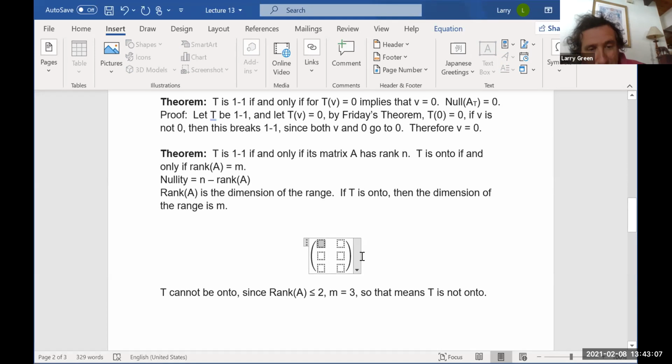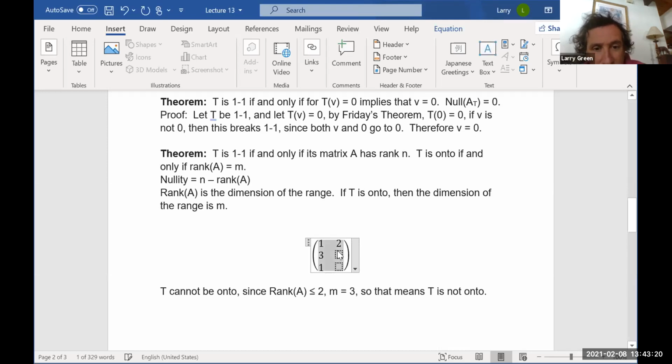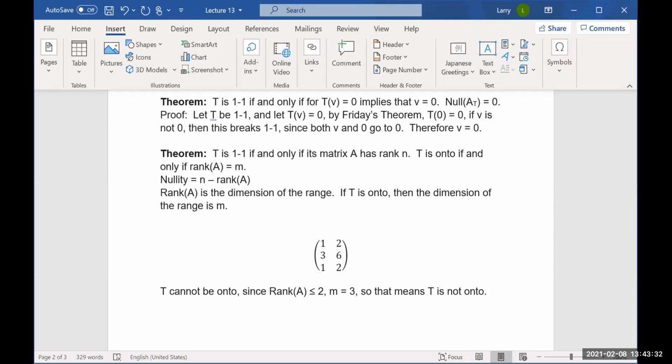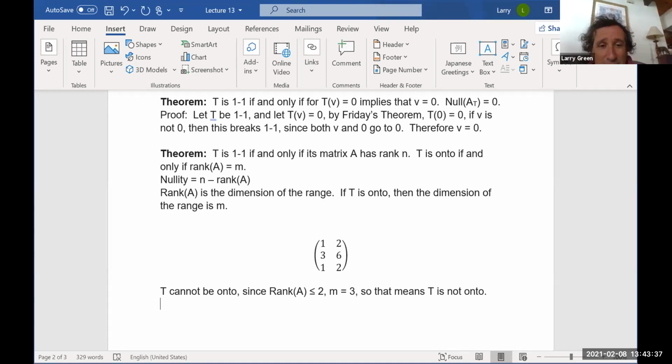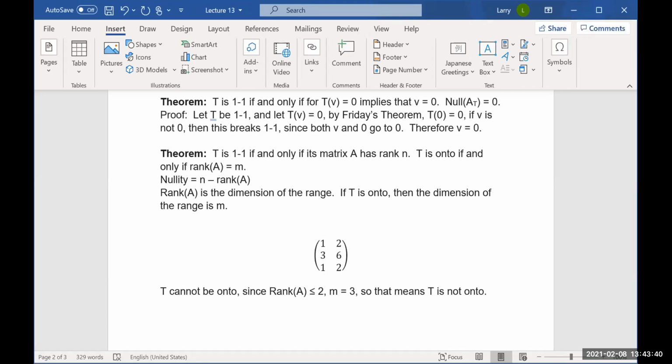Now I'll put in numbers. How about 1, 3, 1, 2, 6, 2? Is T 1 to 1? No. And you say no, why not? Because they're multiples. The vectors as columns are multiples of each other.